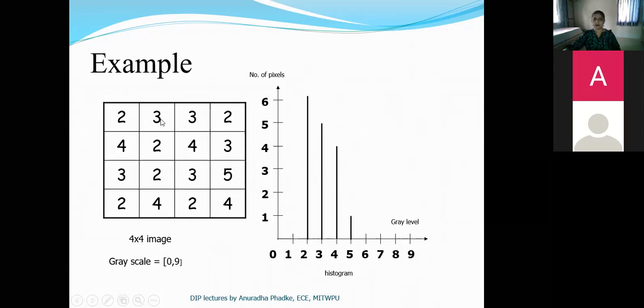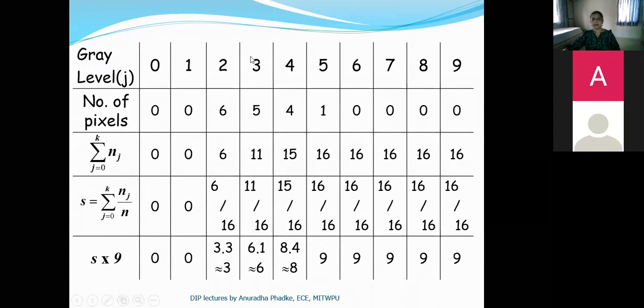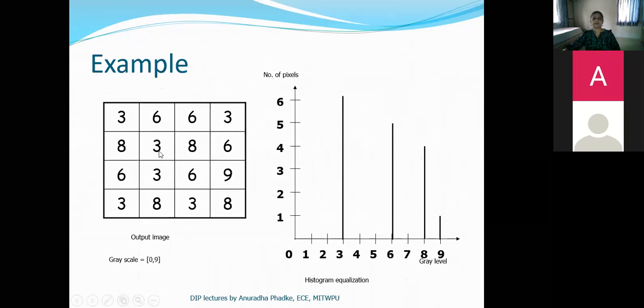Now from this original image, replace all pixel values of value 2. Now replace them by value 3 as shown here. Okay. So from your image, replace 2 by 3. Then as per this table, replace 3 by 6, replace 4 by 8 and so on. So after this replacement, you are getting this image as the new image.